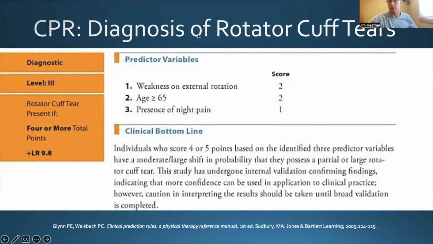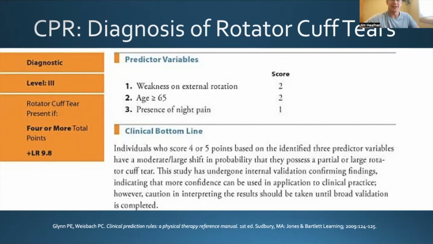There's a clinical prediction rule for the diagnosis of rotator cuff tears as well. And that's going to be the weakness of external rotation, so that external rotation lag sign. And then the other two criteria that this study found was that individuals over 65 is going to increase your likelihood, a high predictive variable. And then also the presence of night pain is very important.